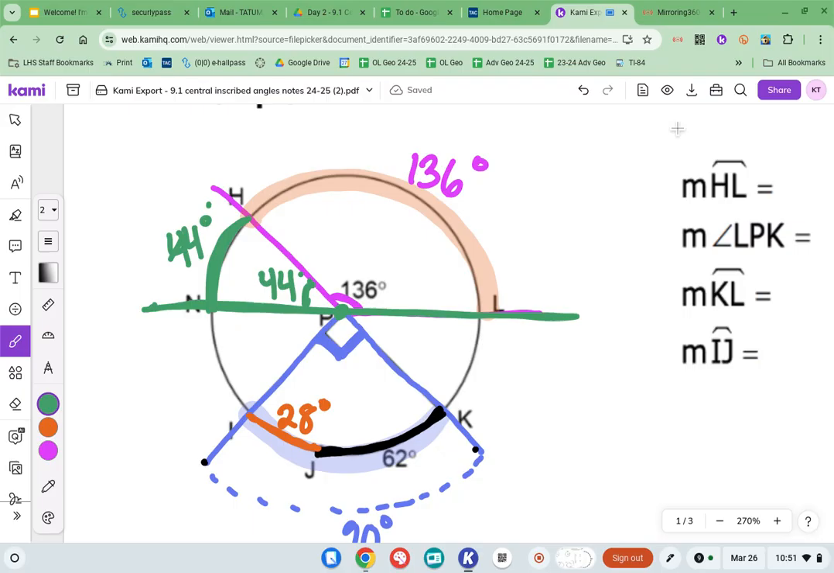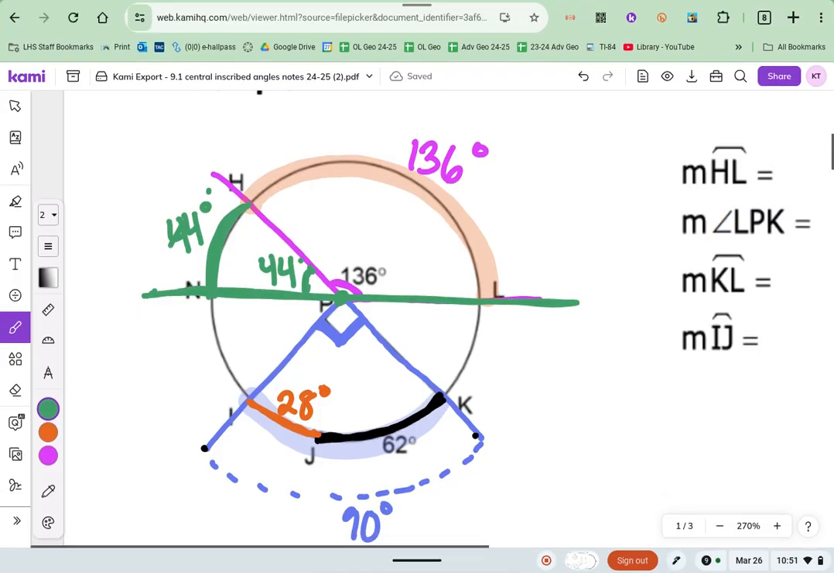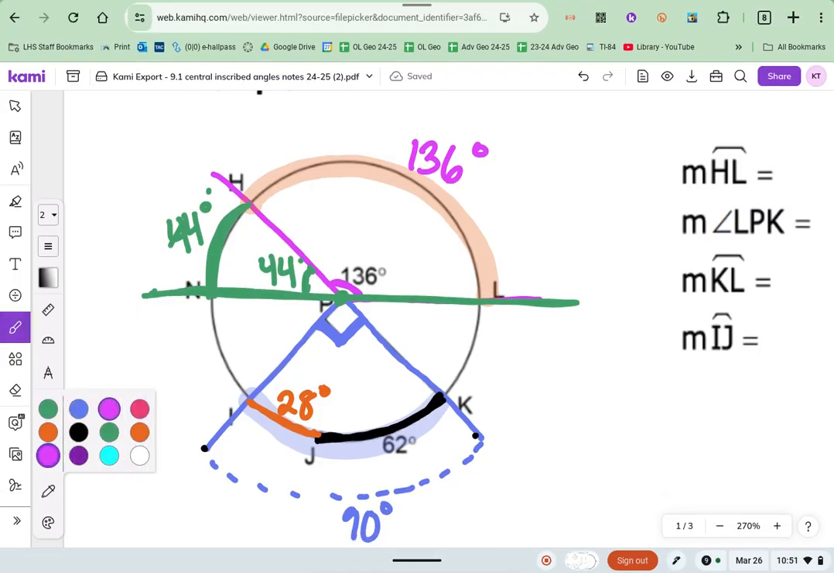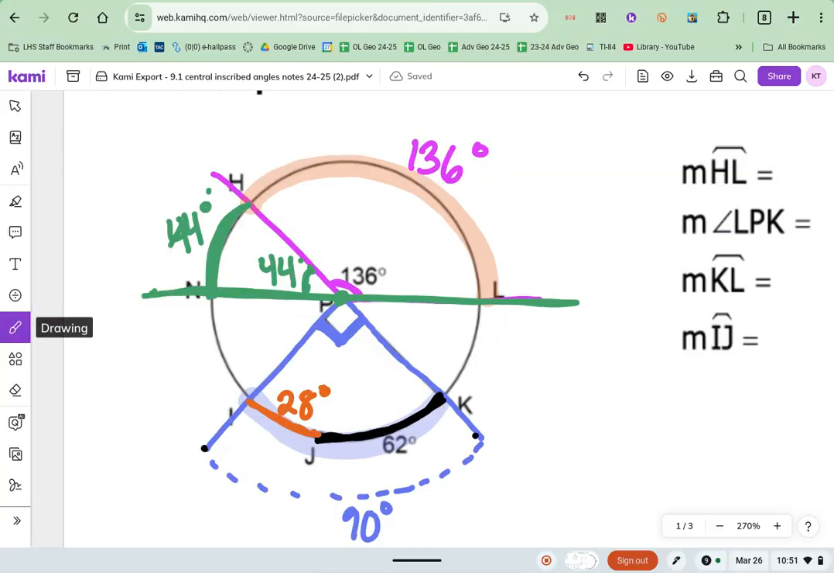All right, next up, let's find this little piece right here. Let's find LK. So the way we can find LK is with vertical angles. So remember, vertical angles, that's a throwback. That's when we had two lines crossing in an X, and we said that the angles across from each other are the same. So we called these vertical angles.